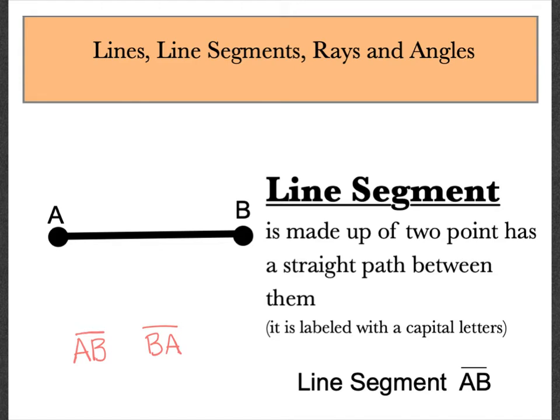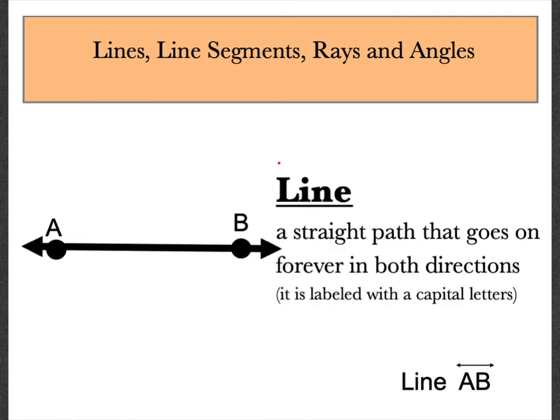So if we look back at line segment, see how it ends at the points? This is a line. So a line is a straight path between 2 points, but the difference is that it goes on and on forever in both directions. Line is going to go on forever and ever in both directions. So that's why the arrows are there.